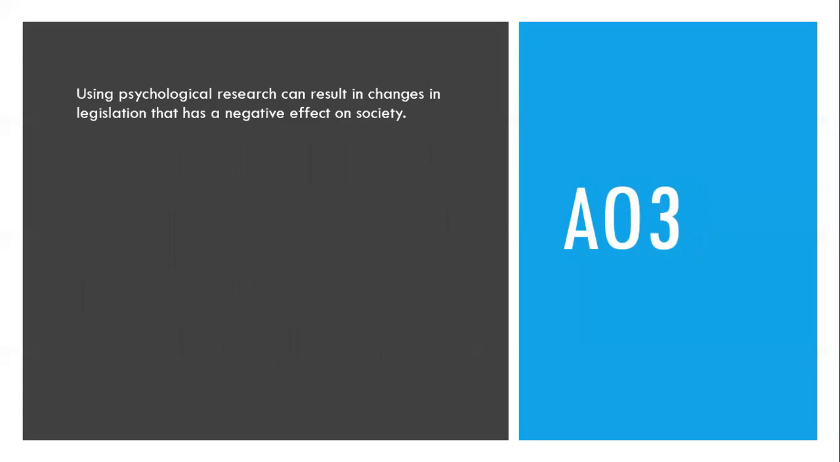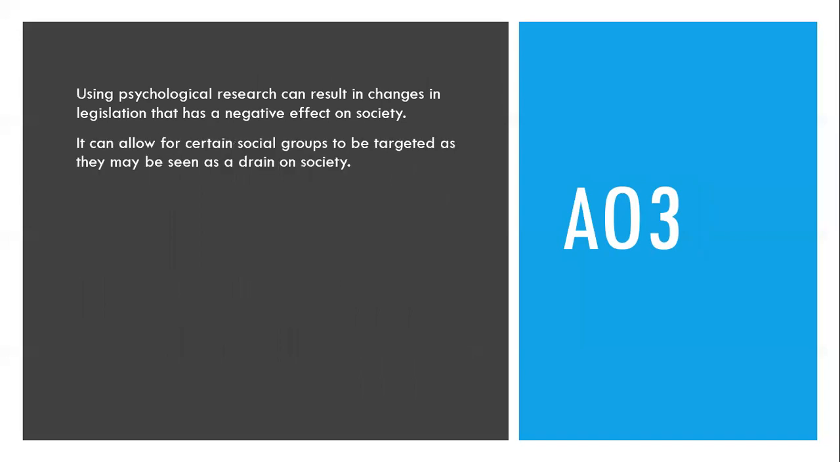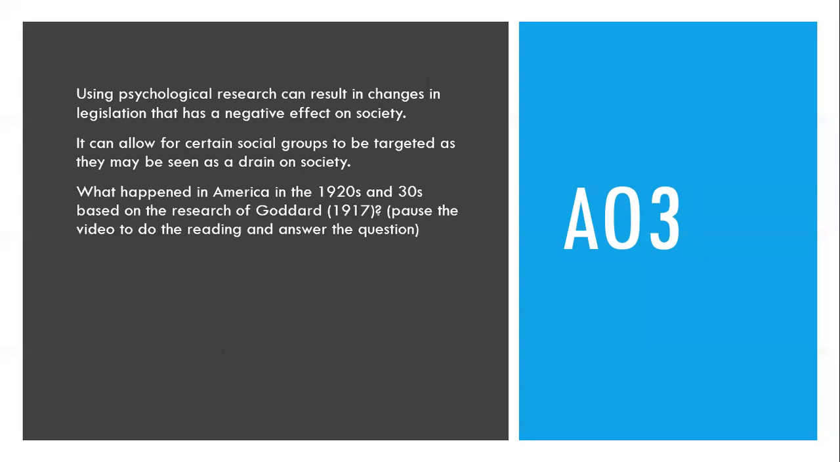So, another AO3 that we can link in here. Using psychological research can result in changes in legislation that has a negative effect on society. Just like I mentioned prior in our AO1, it can have a negative effect. It can allow certain social groups to be targeted as they may be seen as a drain on society. It's a bit harsh, isn't it?